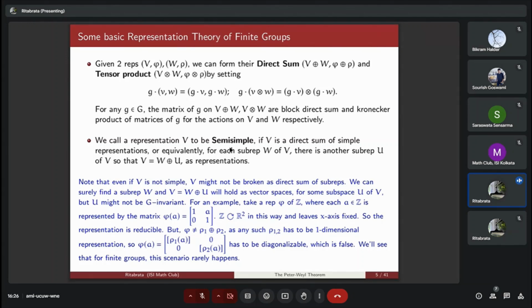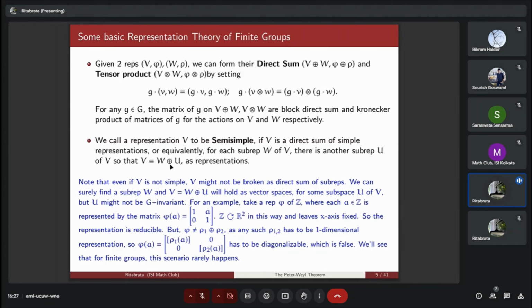And this part is common. An object being a direct sum of simple objects is the same as saying every sub-object has a complementary sub-object. This is more common from a module-theoretic perspective. I will not talk about that, but let's assume this for a moment. That is, V is a direct sum of simple representations is the same as saying for each sub-representation W of V, there is another sub-representation U of V so that V decomposes as W direct sum U as representations.